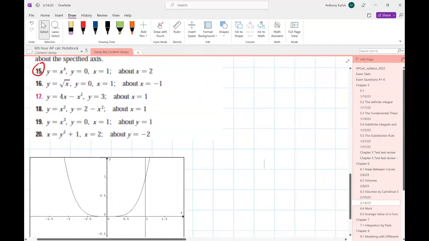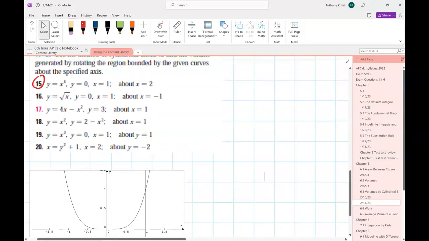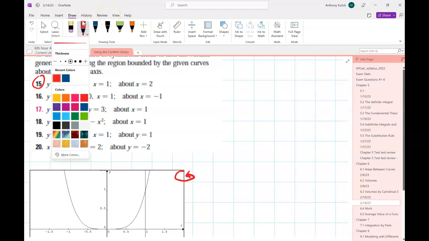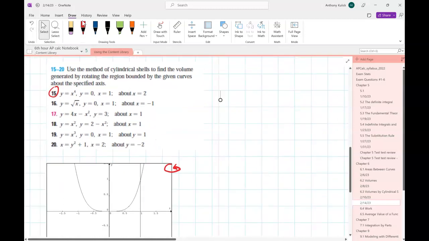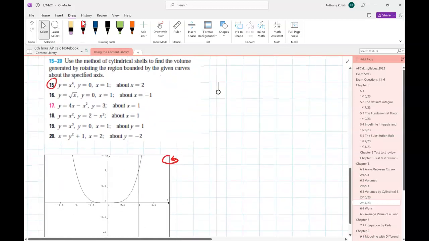So we are rotating about x equals 2. So that's over here. For the record, this one is really no easier to do by shells than it would be to do by washers. At some point, an important thing to start talking about is when is this necessarily a shell problem, and when would it be just as easy to do it as a washer or disk problem?